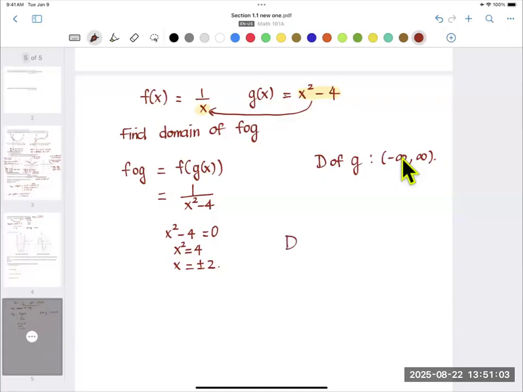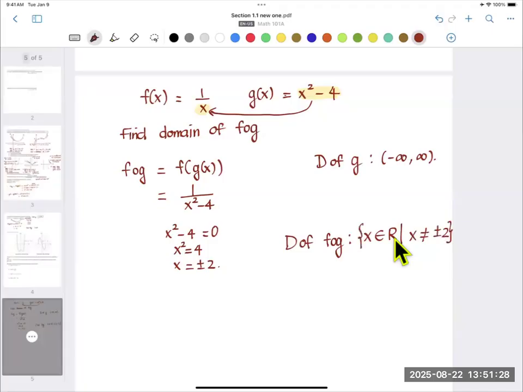So we have to conclude that the domain of f of g is all real numbers, but x cannot equal plus and minus 2. You can use set builder notation to write the domain. This means x is all real numbers such that x cannot equal plus and minus 2.